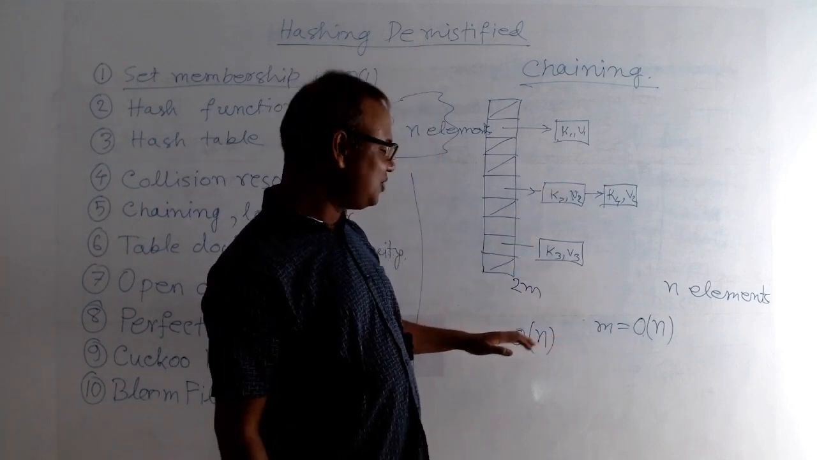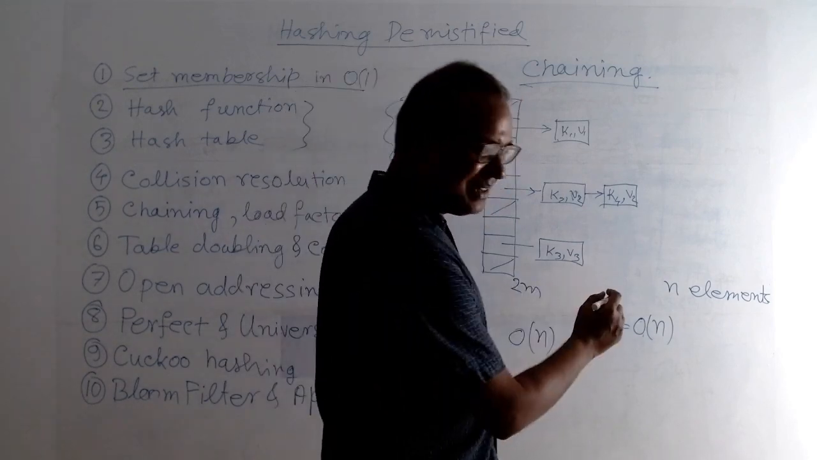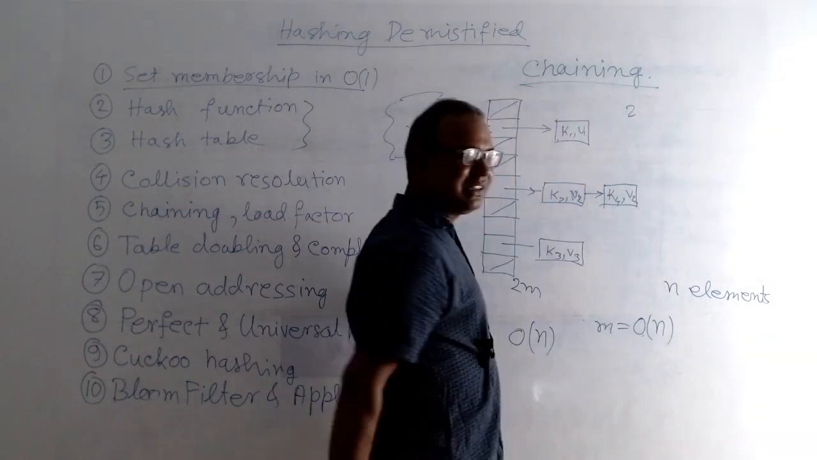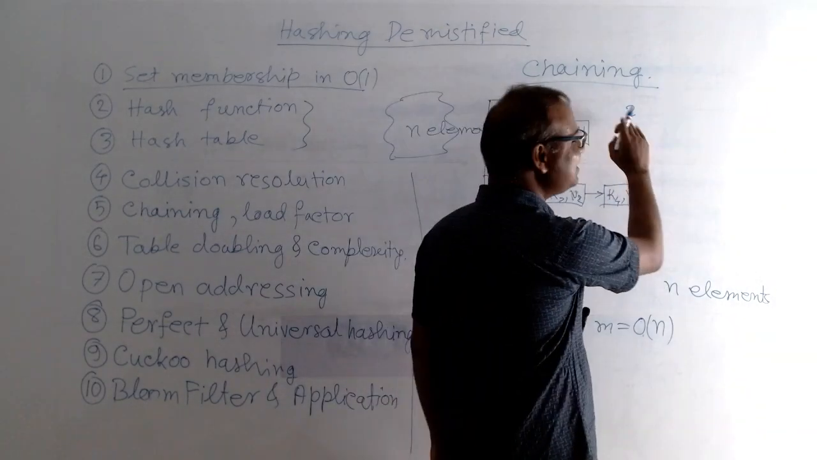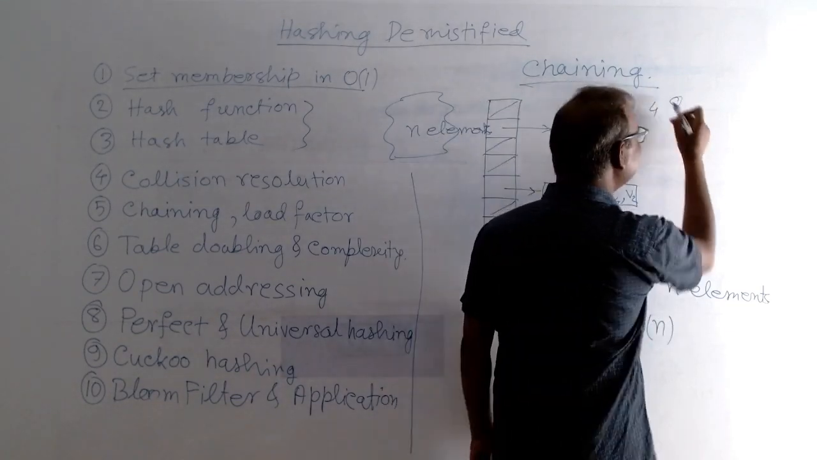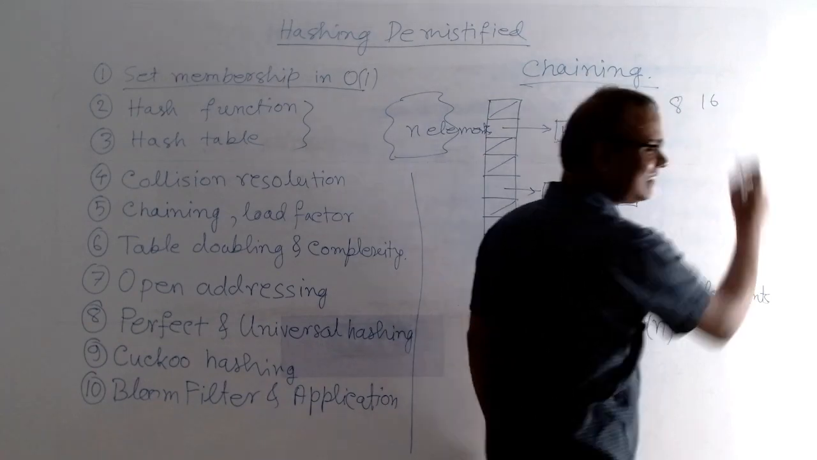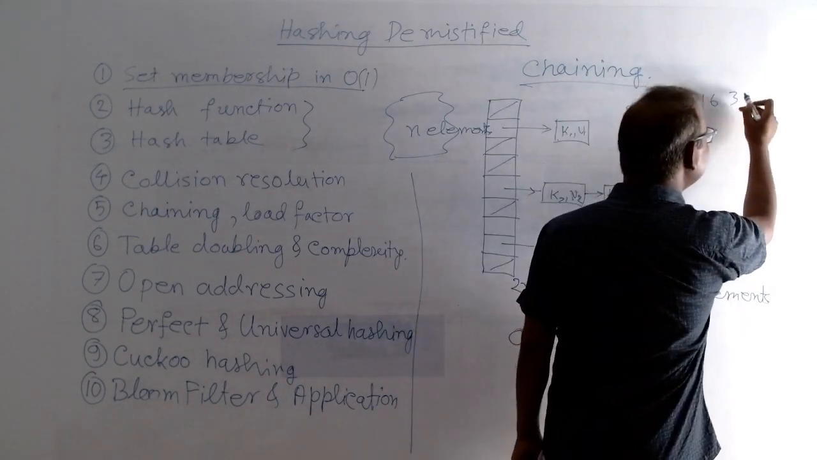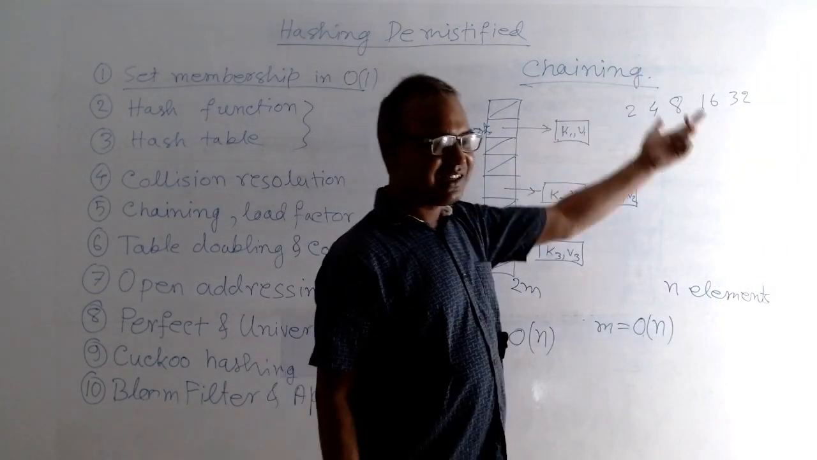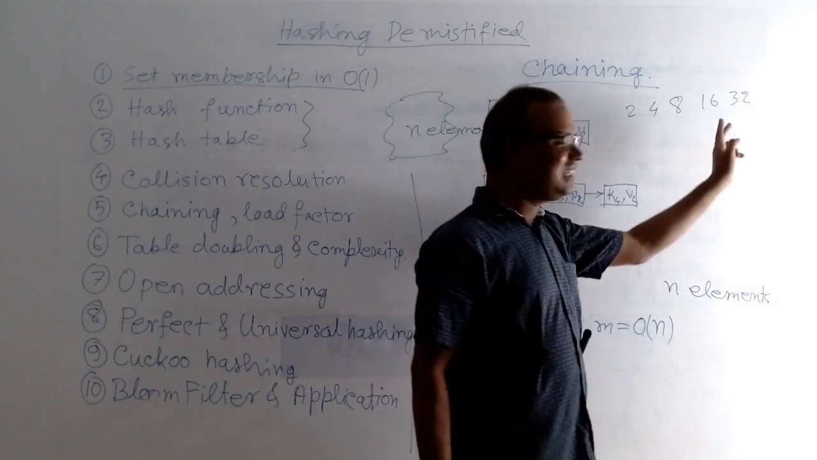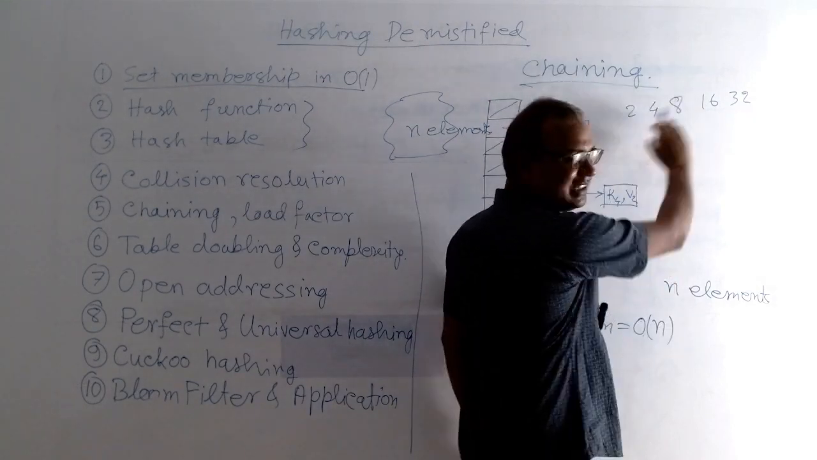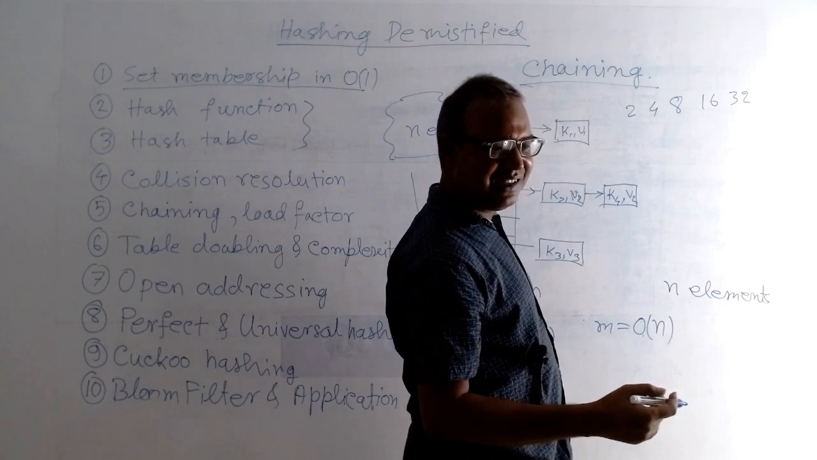So how many times are we doubling? Let's start with a table of size 2. When n is greater than 2, we double the table. Then at 4 we double the table, at 8, at 16, at 32, and so on. So how many times are we doubling the table while inserting n elements? This is a geometric series.